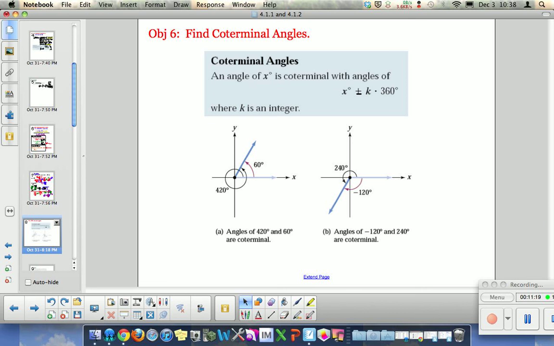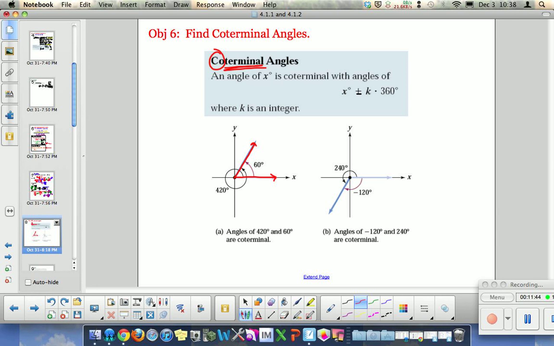So coterminal angles are really, the word co means to share, and of course terminal, the terminal we've been talking about is where the final side of the angle is. So for instance, this was the initial side of the angle, 60 degrees. This was the terminal side. So coterminal means they share the same terminal edge.